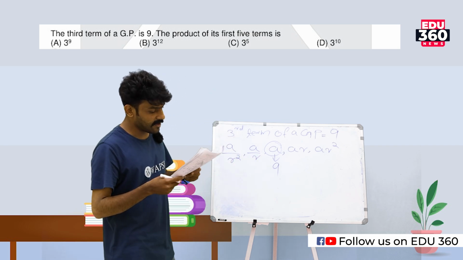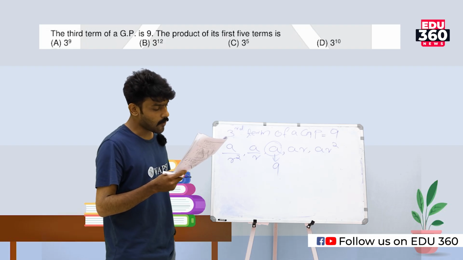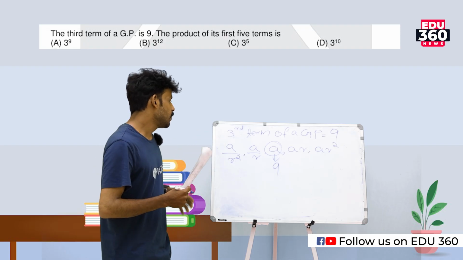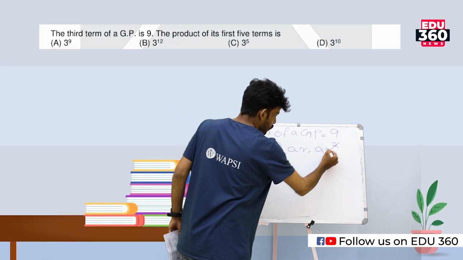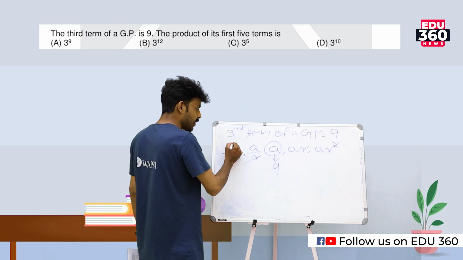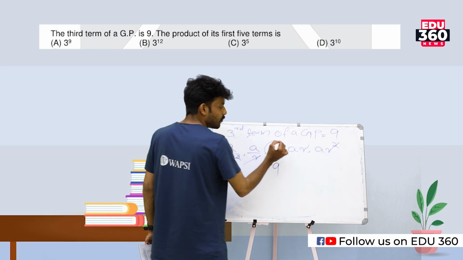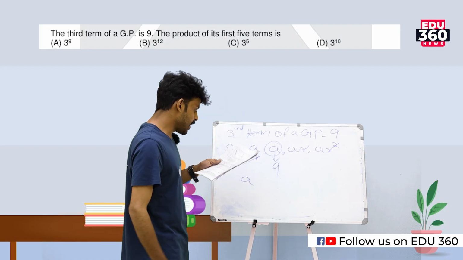The product of its first 5 terms: look here, there is R square and also R square, so we can cancel these, and here R and R we can cancel too. Now look here, 1, 2, 3, 4, 5, so that is A raised to 5.